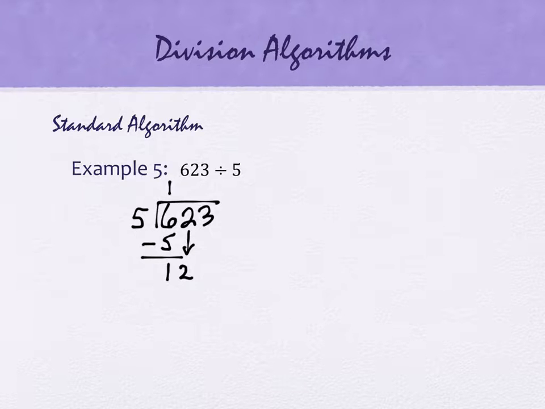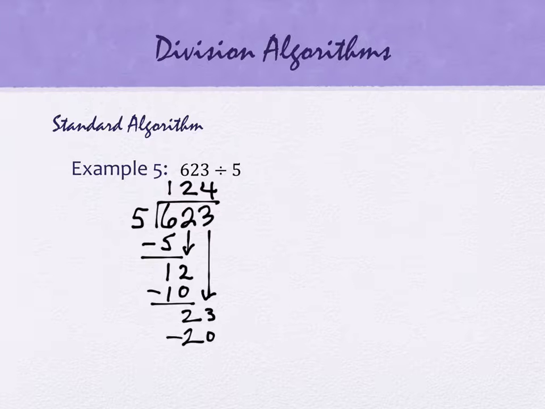We've got a 12 now. So how many times will 5 go into 12? 2 times. 2 times 5 is 10. And we subtract, leaving us a 2. And we bring down our 3. 2, 3, 23. So how many times will 5 go into 23? 4 times. And 4 times 5 is 20, leaving us with 3.